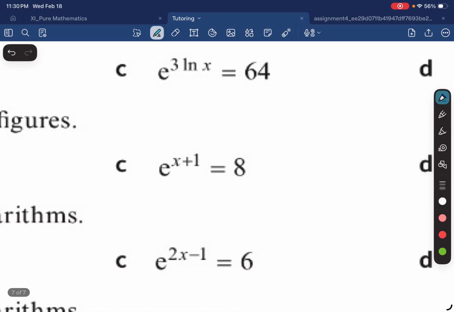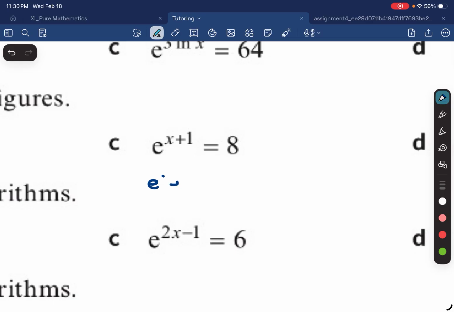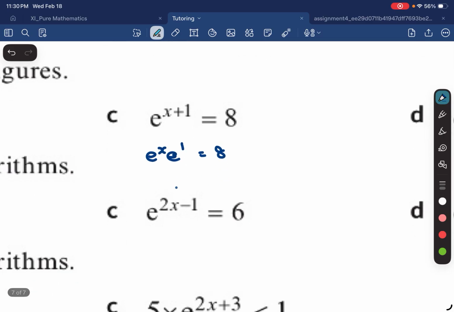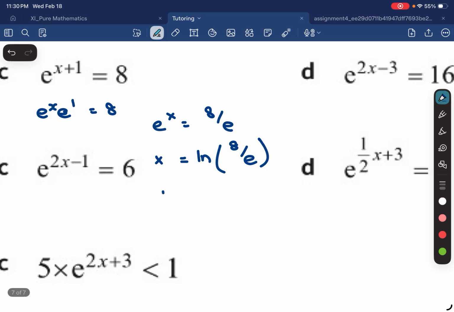Let's do part C. This tells me that e to the power x times e to the power 1 is equal to 8. Right? This gives me e to the power x plus 1. So e to the power x is equal to 8 over e, and I can take the natural log of both sides. x is equal to the natural log of 8 over e, and that is 1.08.